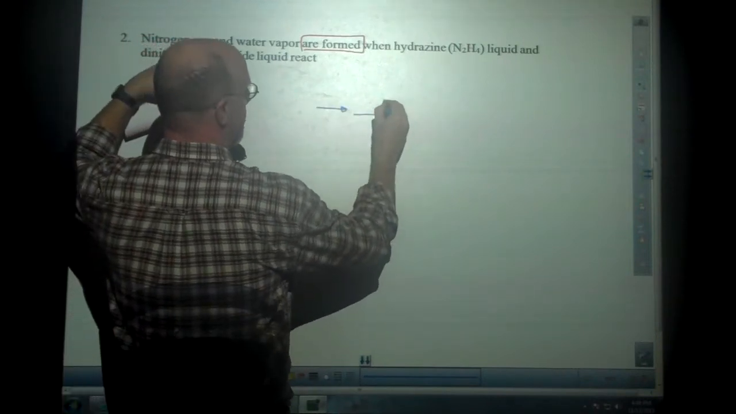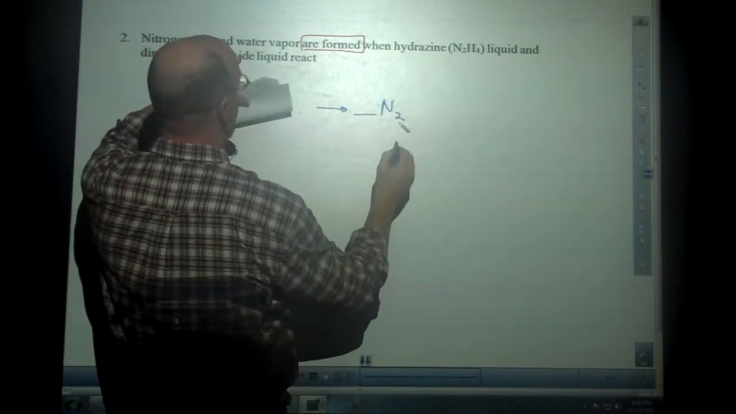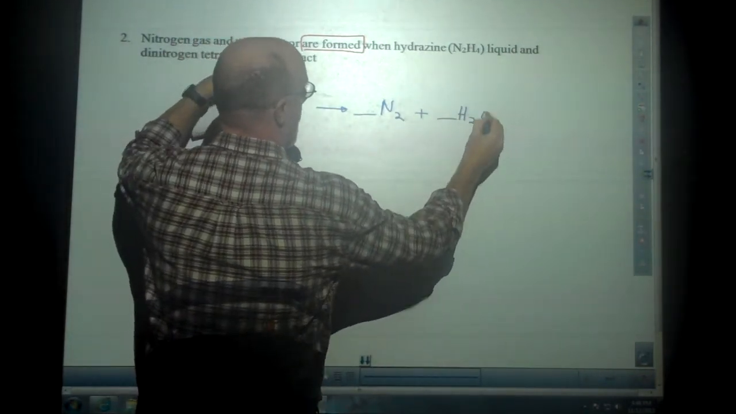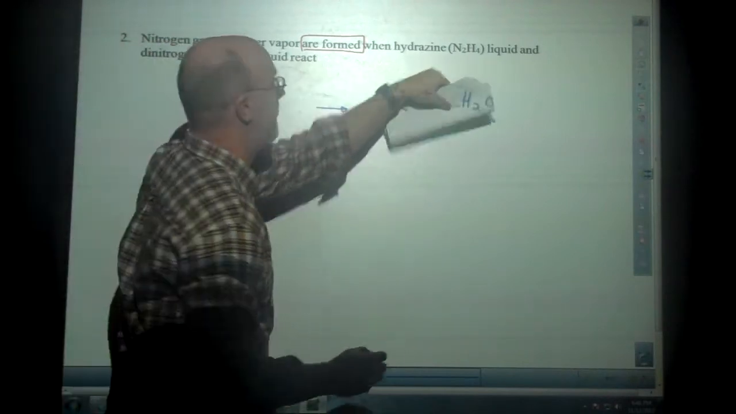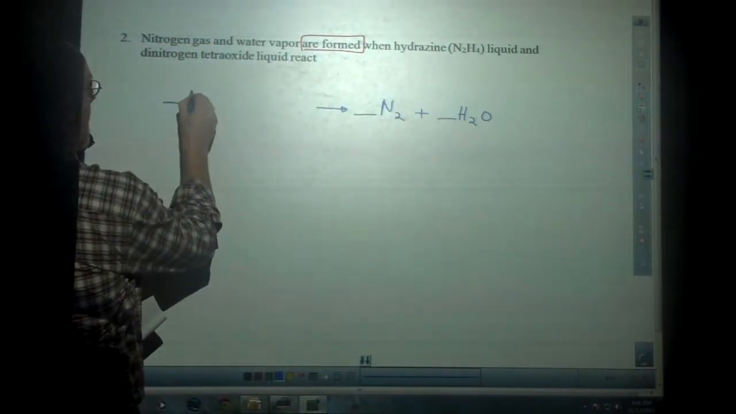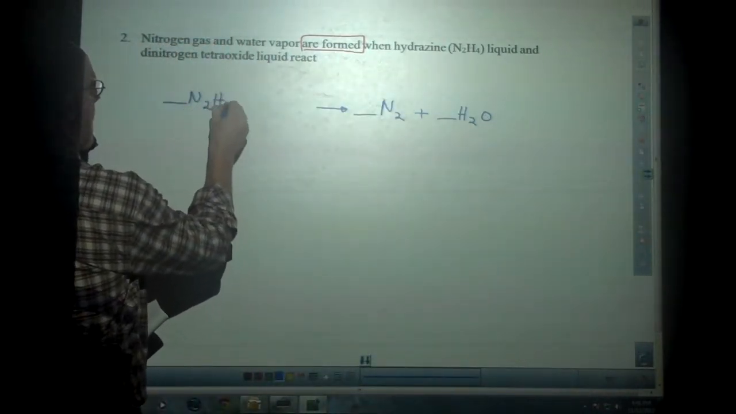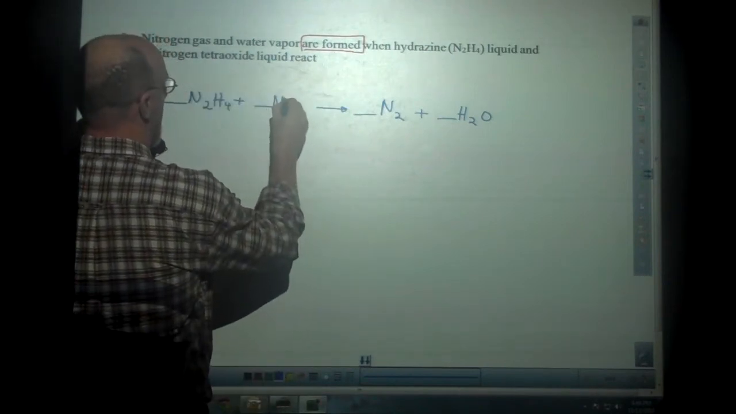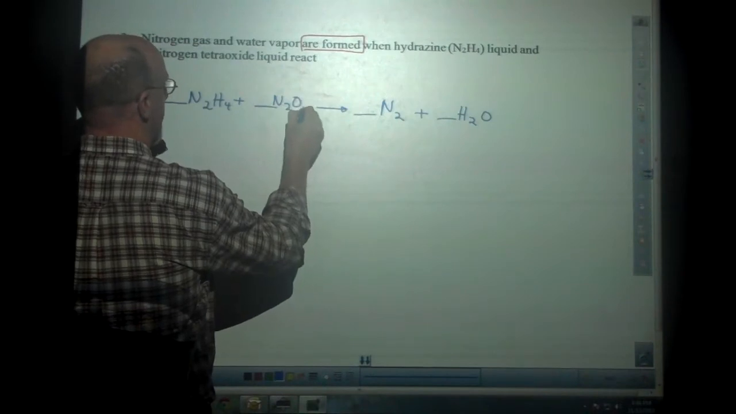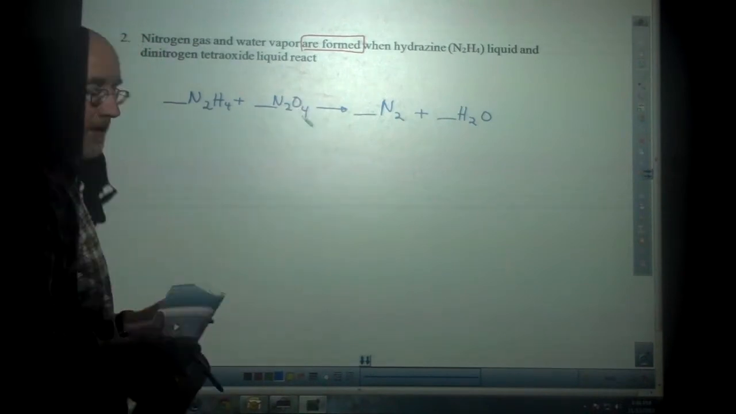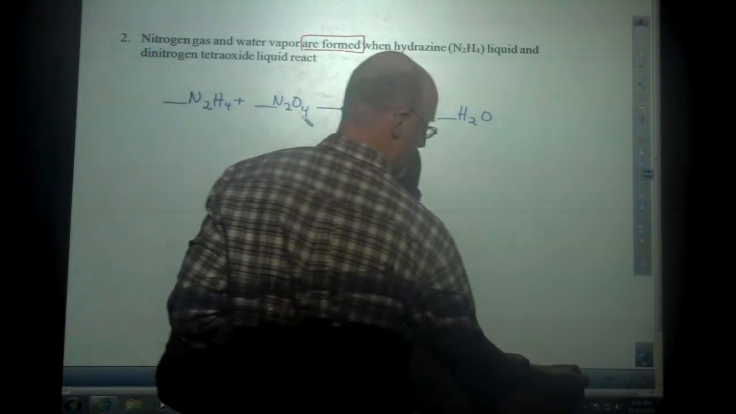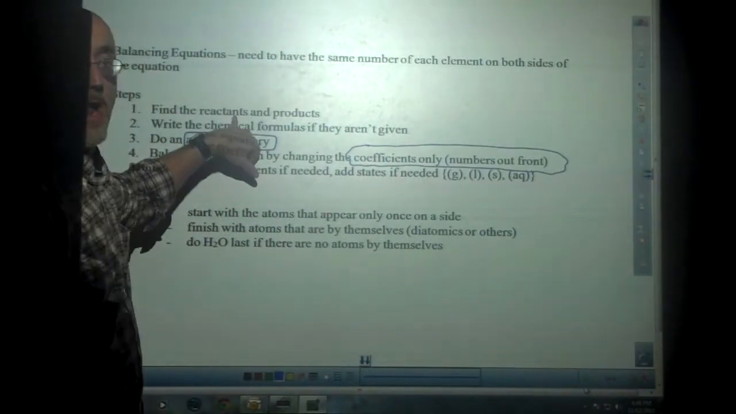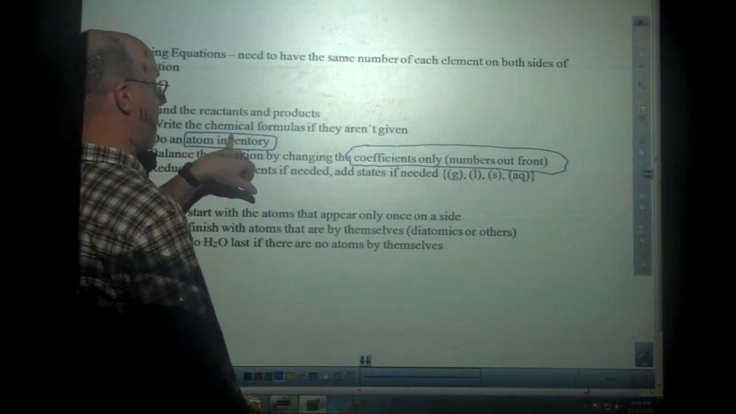Nitrogen gas, remember nitrogen's a diatomic, it's highlighted, so N2, and water vapor are formed. Hydrogen is a reactant, and dinitrogen tetroxide, N2O4. Okay, so that's find the reactants and products we just did. Write the chemical formulas if they aren't given.